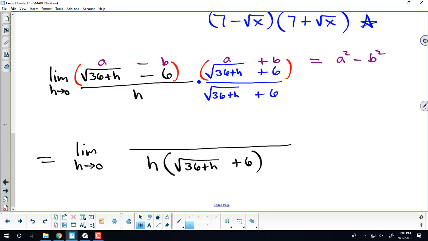So the square root of 36 plus h, squared, is just 36 plus h. Minus 6 squared is 36, yeah. So then we see what happens up top. The 36 is gone with this one, and then we just divide the h with the h. And so as h approaches 0, what is our limit? 1/12. 1 over 12.